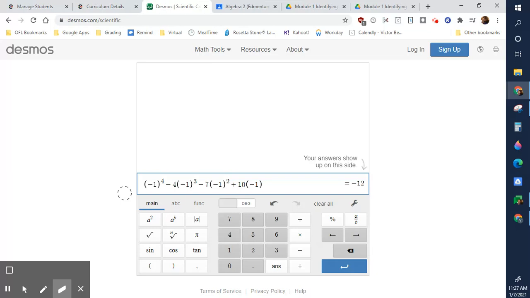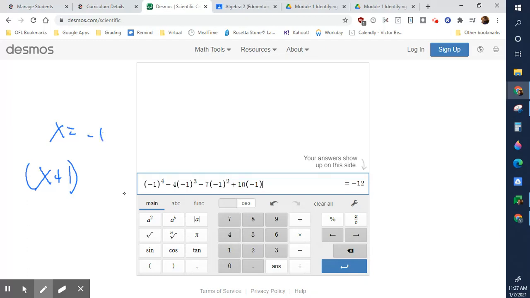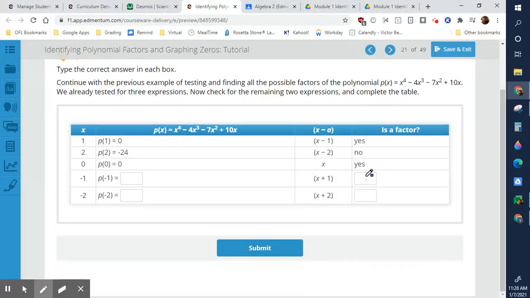So what that tells me is no, it is not a factor, because this should be equal to 0 if x plus 1 was a factor. Let me write that down. If x plus 1 was a factor, we're saying that x equals -1. Similar to before, when I asked, is x a factor? That would just literally be x equals 0, so you would plug in a 0. If you get 0, it works. In this case, no, it is not a factor. Let me drag this back from my other monitor. So we're going to say that no, it is not a factor.